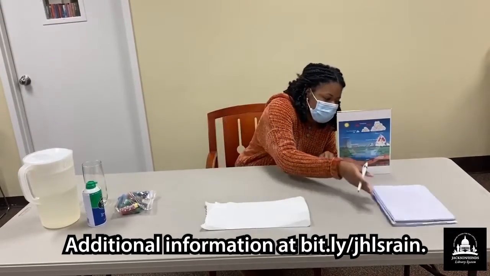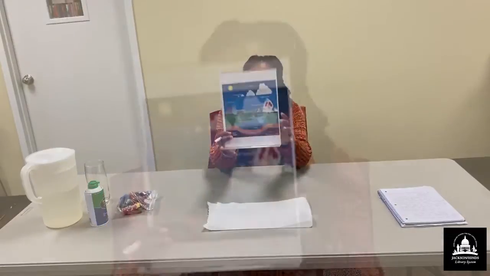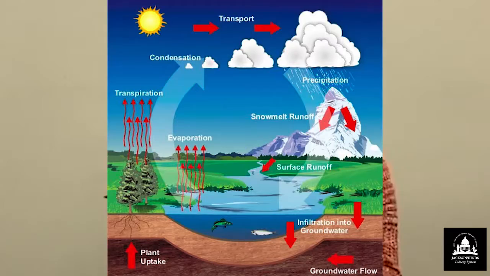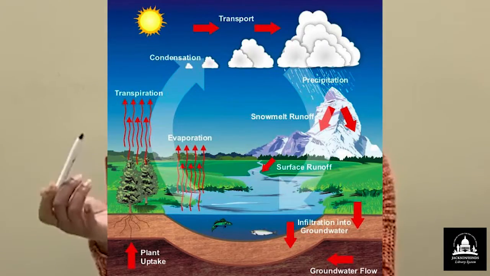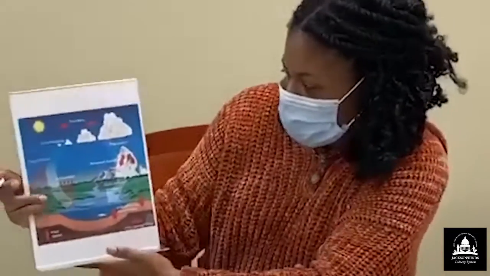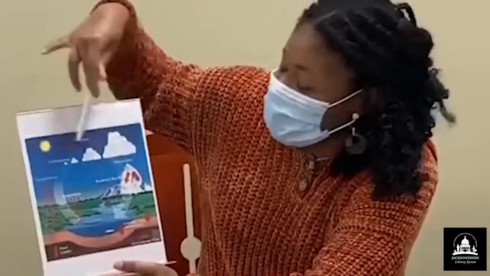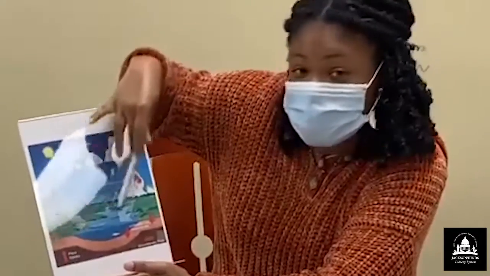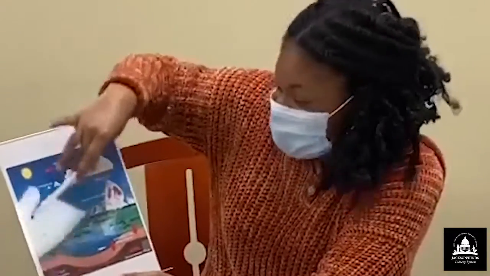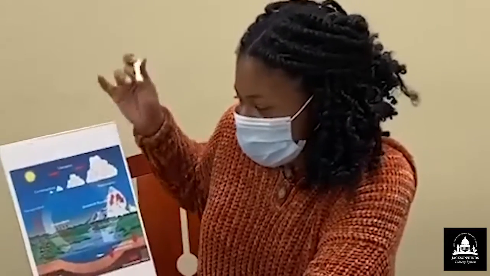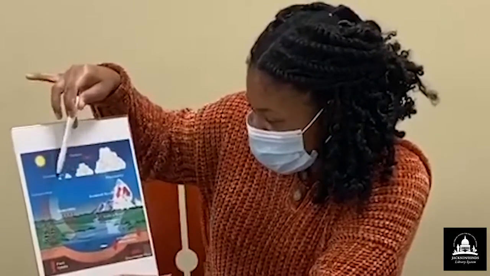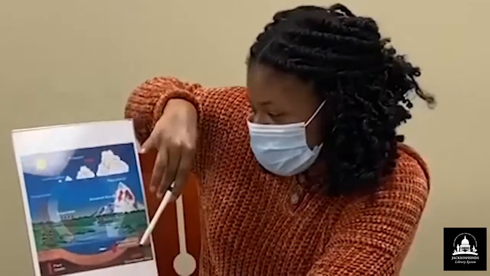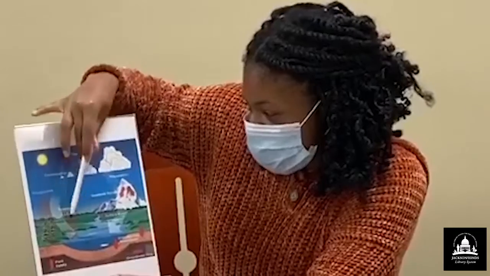So now we have that out of the way. Let's go over our diagram, okay? So I don't know if you guys can see, I hope you can. So let's start from the beginning. The great thing about the water cycle is that you can start from any point, and it's because it's a cycle. It just keeps happening and keeps happening. So we have condensation, precipitation. We have percolation, which is not mentioned here, transpiration, and evaporation.